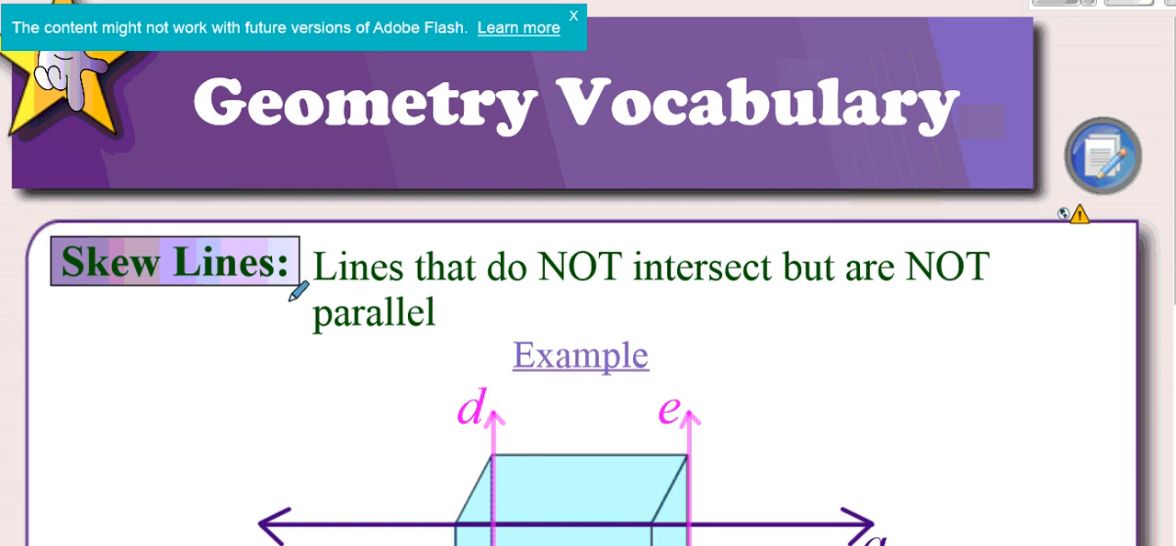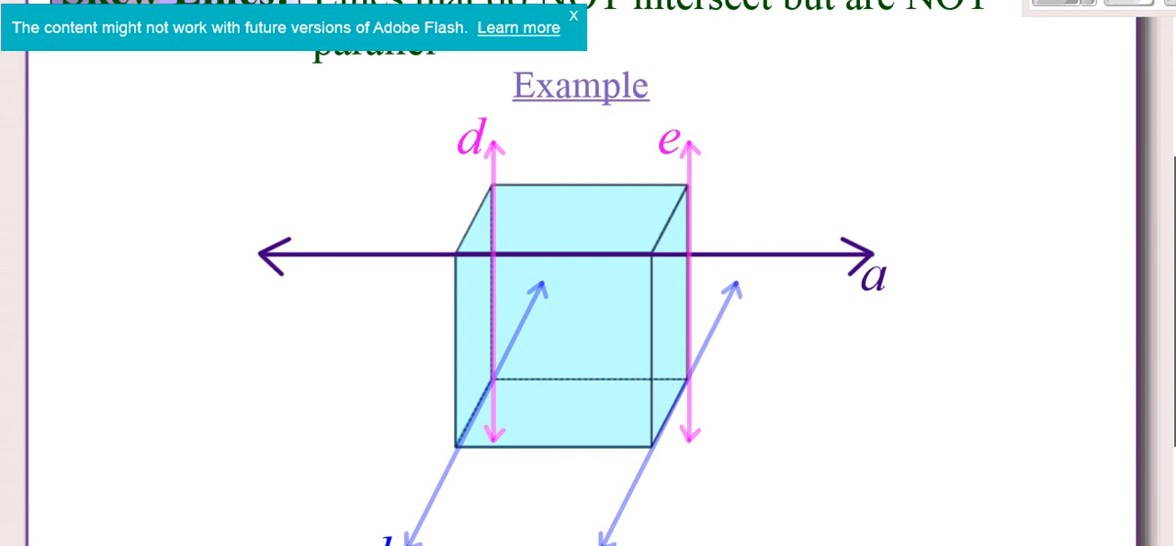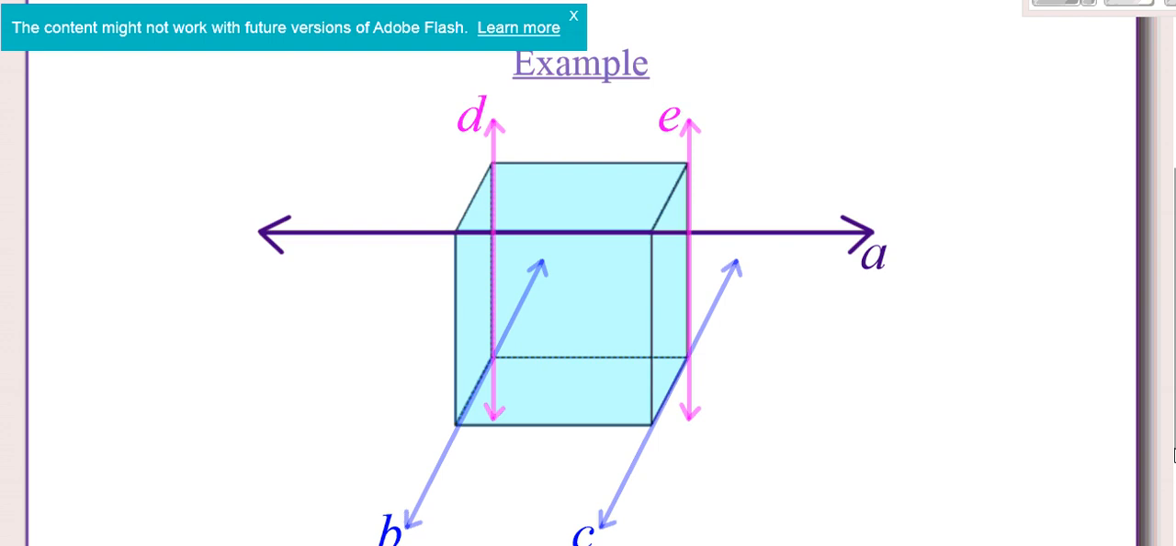They do not intersect, but they are not parallel. And really the only way to kind of draw that out is if you draw a box, a 3D box. So when you have the 3D box drawn out, you can see some lines here that are skew.